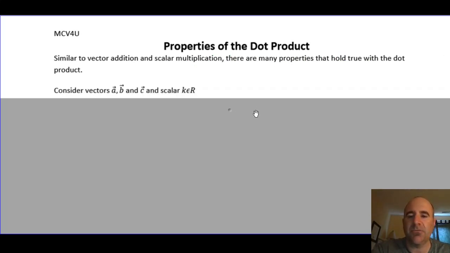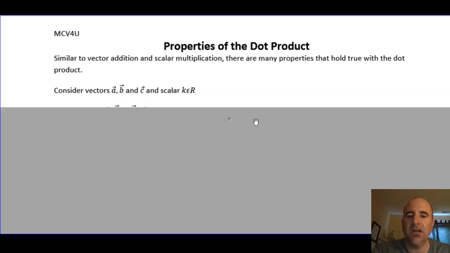Okay, we'll begin our lesson on properties of the dot product, and some of these are very important for our study of vectors. So we start with some of the same properties that we looked at already when we talked about vector addition and scalar multiplication. And let's think about each of these properties and why they make sense. So we're going to start with three vectors. We're going to need vectors A, B, and C, and a scalar K.